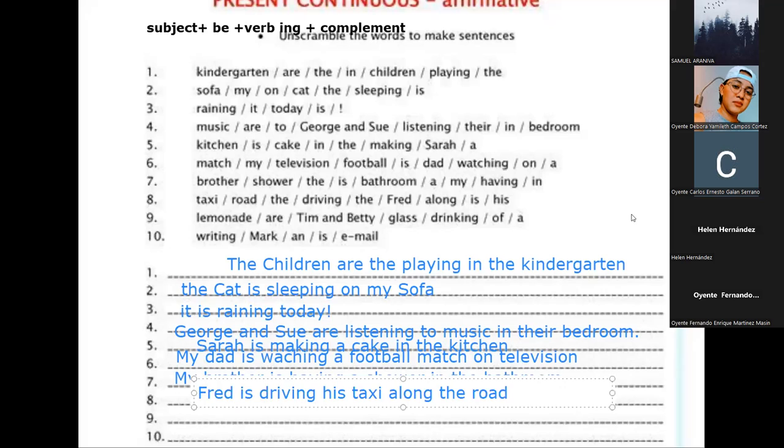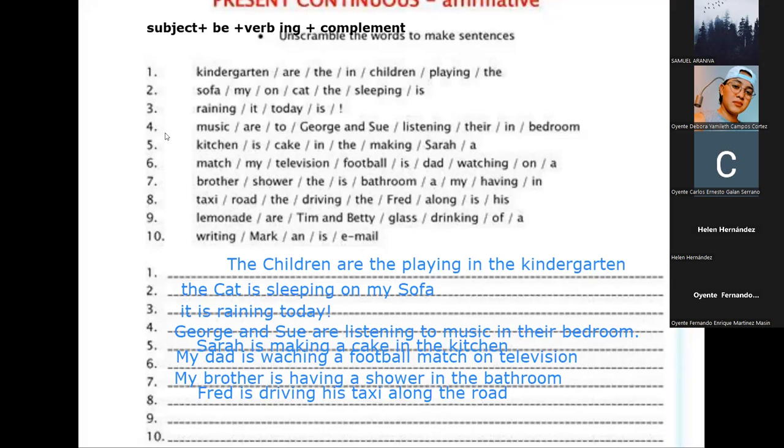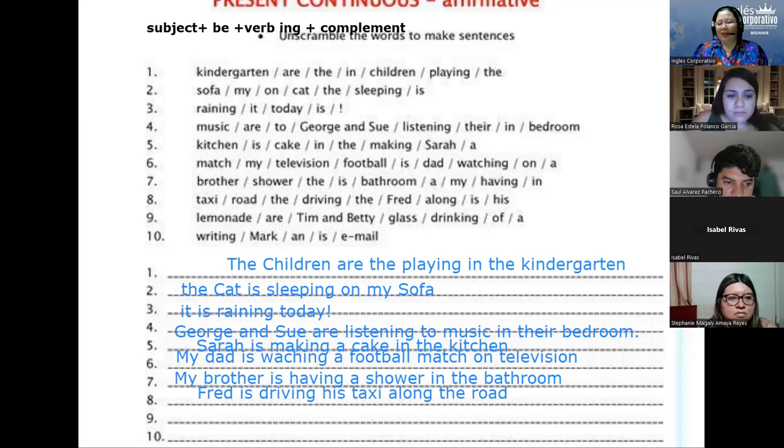Tim and Betty are drinking a glass of lemonade. Lemonade. Okay. Se me quitó. Let's come in. Oh, I was going to rescue. The rescue. Yeah. Tim and Betty are drinking a glass of lemonade.